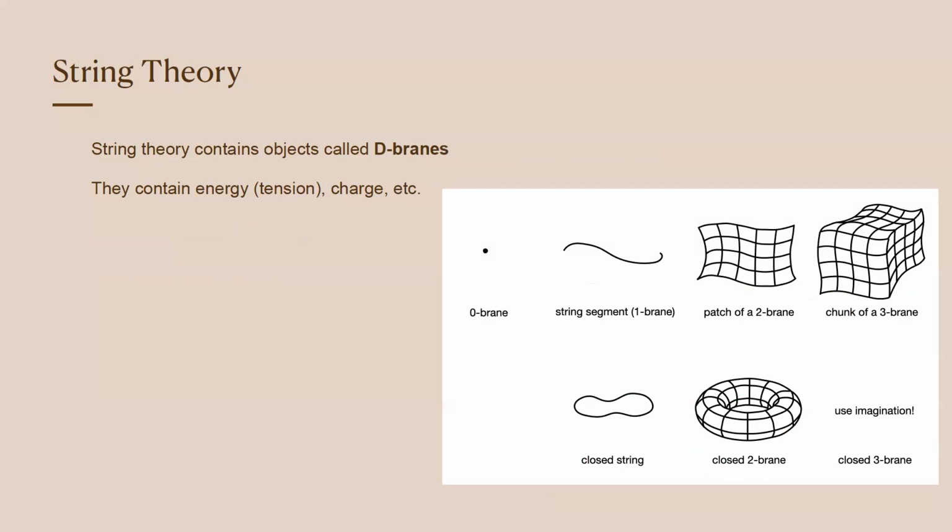So here is a schematic sketch of various types of branes. There's a zero-brane, which is like a particle. Then a one-brane, which is a string. It has a tension and everything. There is a patch of a two-brane, like a membrane. Then there is a three-brane, which is like a piece of three-dimensional volume. Now we can close these objects. So we get a closed string. We can get a closed two-brane, but we don't know how to imagine this, but it can happen. So when we say string theory, it contains all these objects within the theory, not just strings.